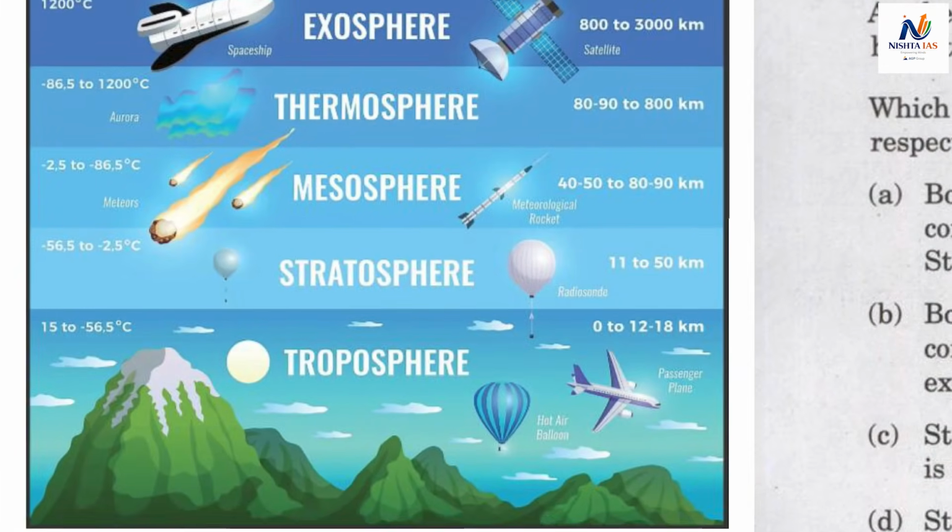Then coming to next, the layers of atmosphere. Friends, usually we have the troposphere. In the troposphere, we have most of the weather phenomena. That is, the hot and moist wind rises up, it cools and it falls as rainfall.